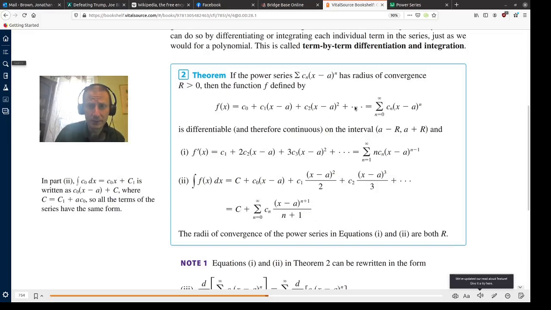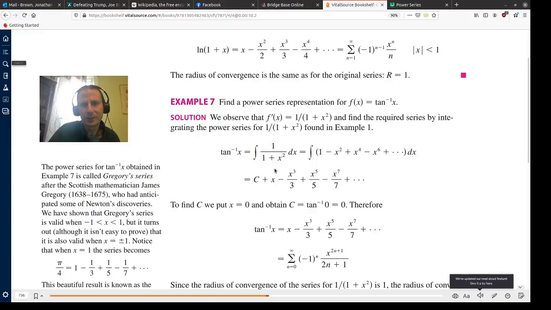But nonetheless, the integral of this power series, we just integrate each term like it was a polynomial, and we get that it's c plus the sum from n equals 0 to infinity of c_n times (x − a)^(n+1) all over n plus 1. Again, it's as simple as differentiating or integrating a polynomial.